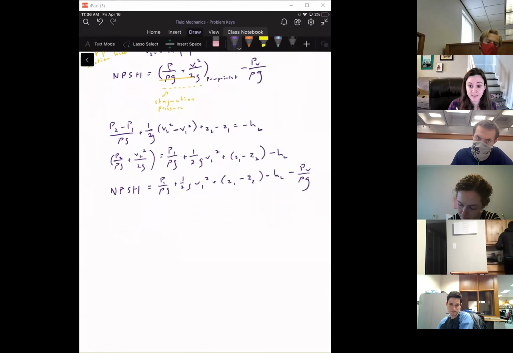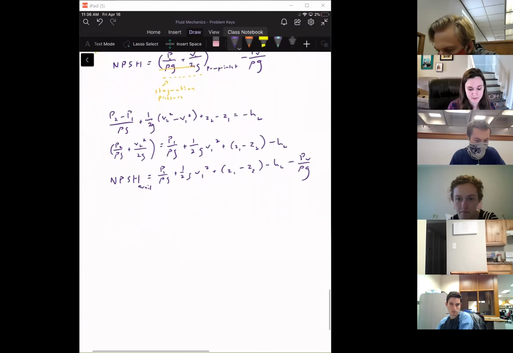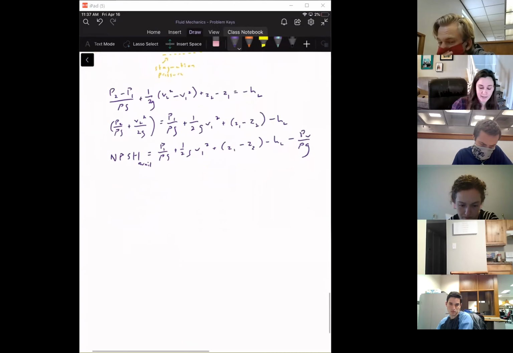Yes, so Rankin asked, this would be NPSH available. Let's call it avail. So this is what we would call NPSH available, or sometimes you'll just say this is the net positive suction head. Net positive suction head available, because this is the head that is available from this pipe system. That is what that says.